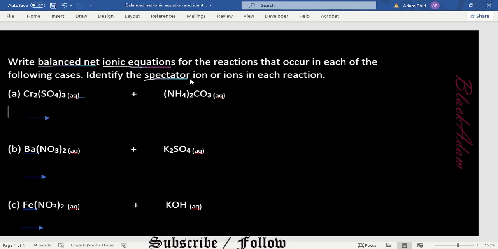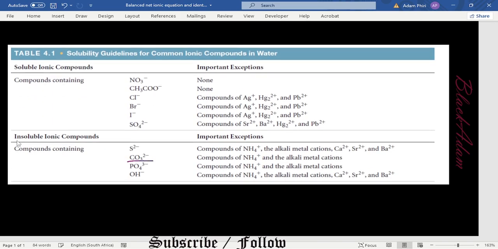Need to balance ionic ions. Okay, so we find that chromium and carbonate will give us chromium carbonate, and we need to check that chromium, and then we have carbonate. So which is carbonate there? And then that is 2. I think the carbonate should be 3, but let's check.